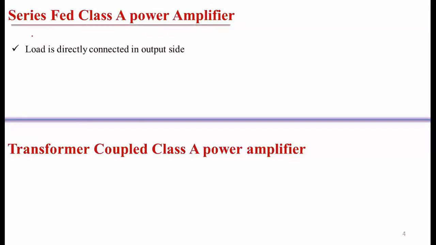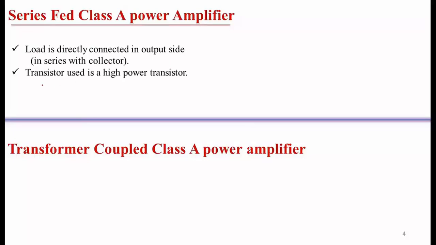Today, we will discuss the series fed Class A amplifier and the transformer coupled Class A amplifier. As the name suggests, in the series fed Class A amplifier, the load is directly connected on the output side, in series with the collector. The transistor used is a high power transistor since we are discussing power amplifiers. So let's discuss its circuit diagram.